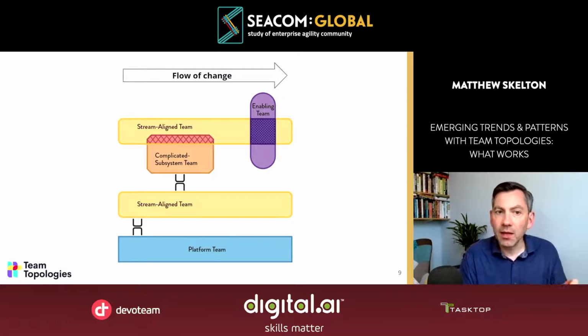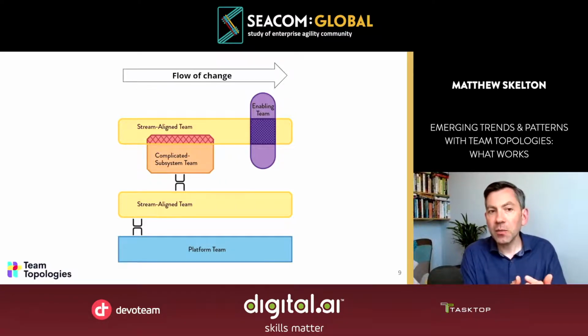Contrast that with the fact that the Streamlined team at the top is currently collaborating with a complicated subsystem team. What does that mean? Right now, it means that perhaps they're trying to define a new interface, a new API, a new feature of this complicated subsystem, and they're working closely together to make it happen.